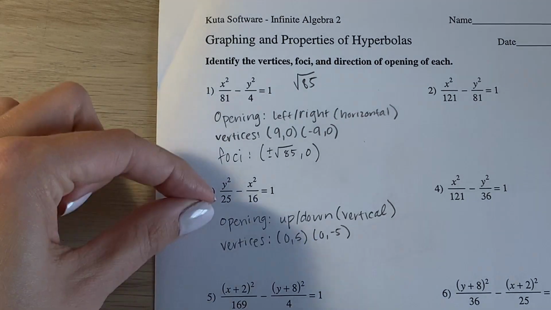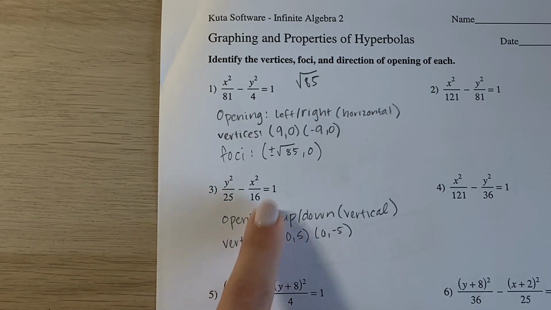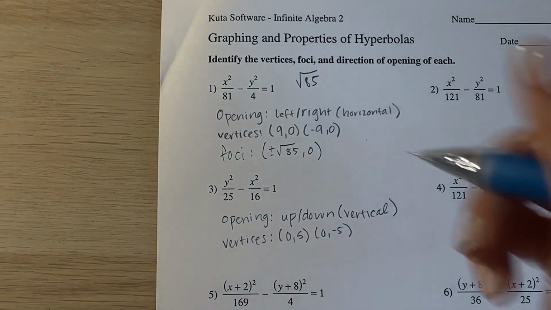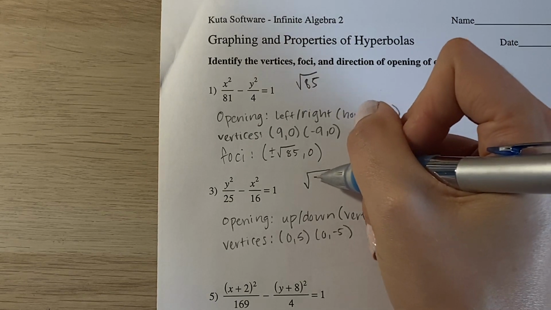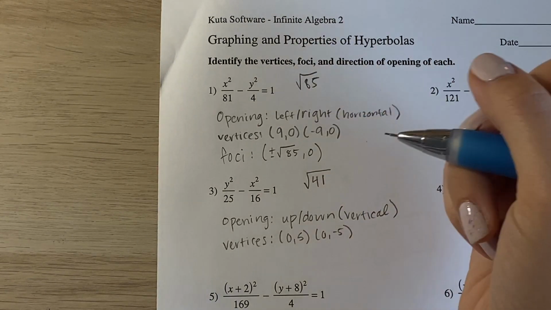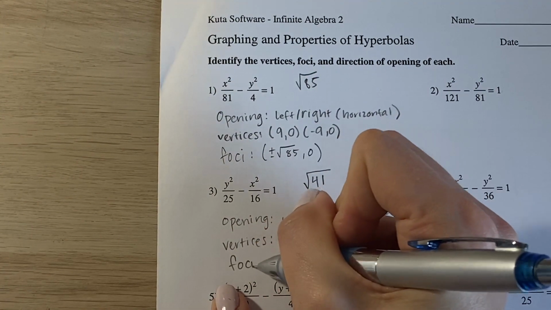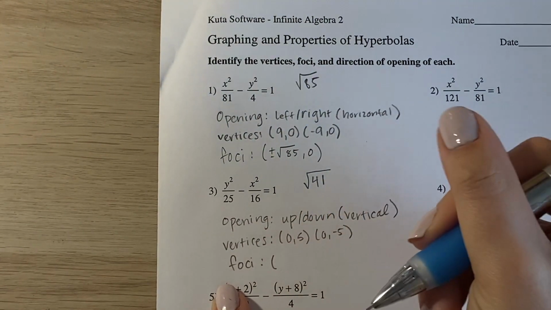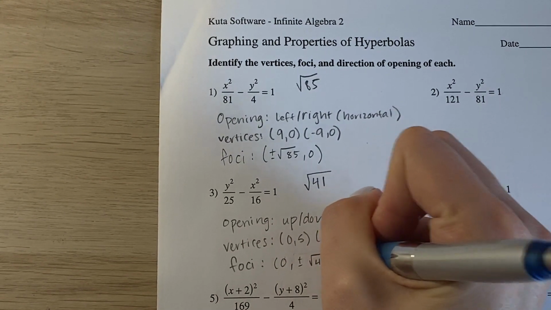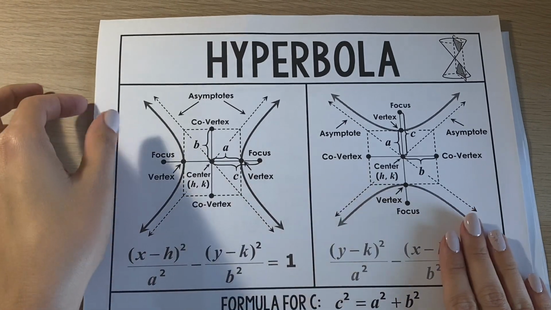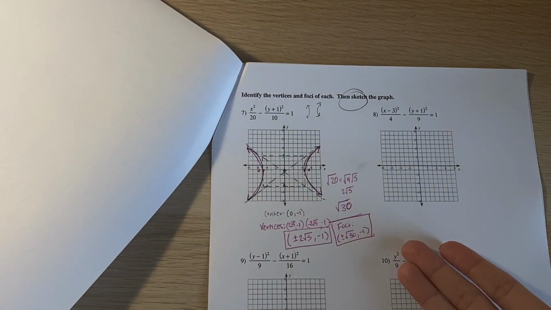Then the foci are located even further out from those vertices, up and down, and you add your denominators and take the square root. So the square root of 25 plus 16 is 41, which cannot be simplified. So our foci are going to be located, oh my gosh, 0 plus or minus the square root of 41.